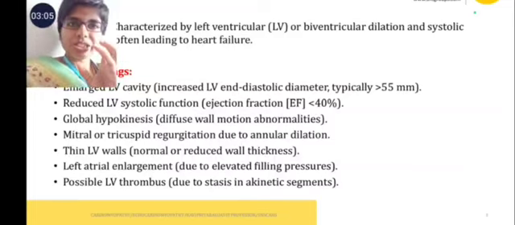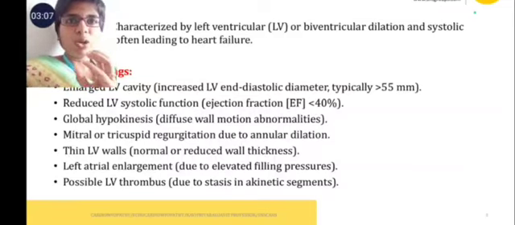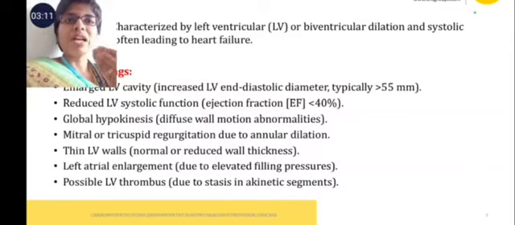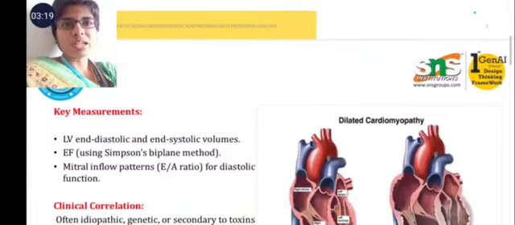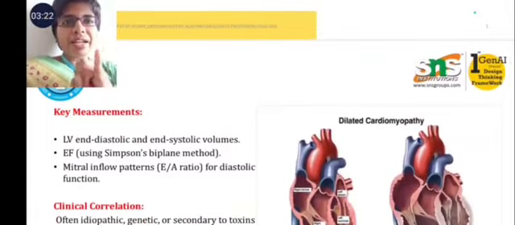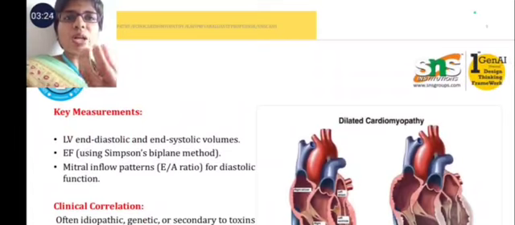So there is decreased pressure and blood flow, which leads to the formation of clot or thrombus in the LV areas, the LV and RV areas. Then the key points: the left ventricular end-diastolic and end-systolic volumes are increased in the ventricle.